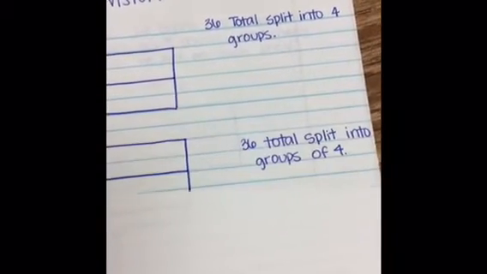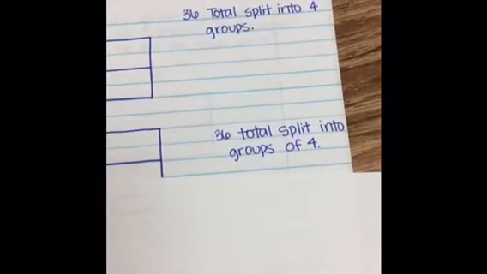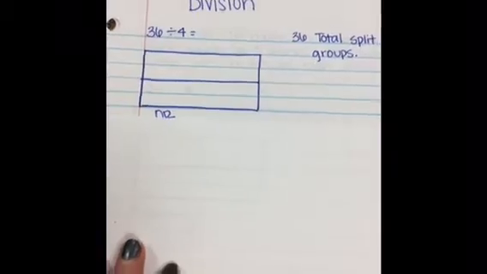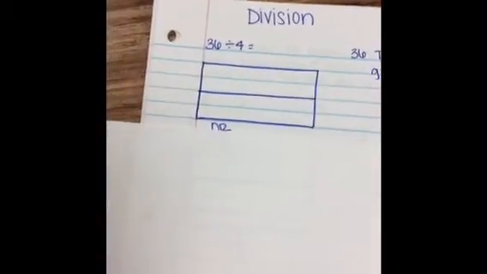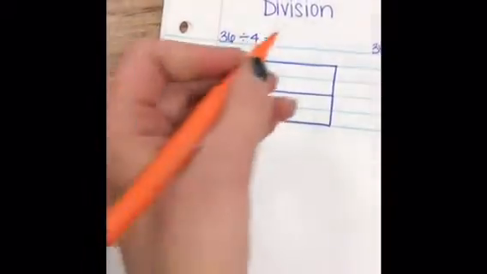For division problems, we are given the total and we're missing either the parts or the groups or the circles or the stars. So in 36 divided by 4, that's the same thing as saying 36 total split into 4 groups, or it's the same thing as saying 36 total split into groups of 4. So there's 2 types of strip diagrams to use here. We know that we're given the total, which is 36.